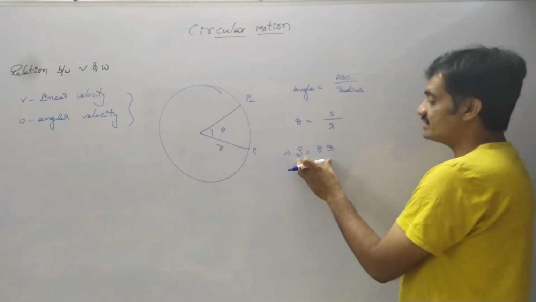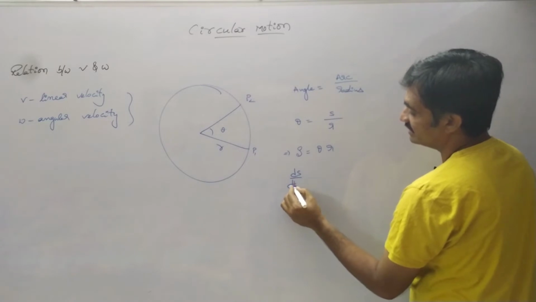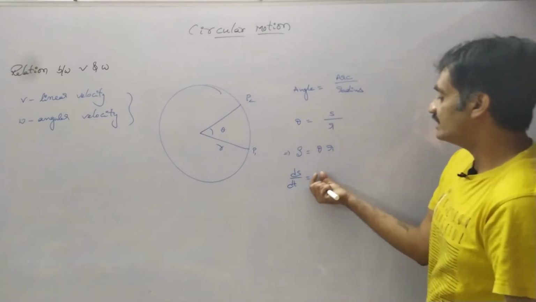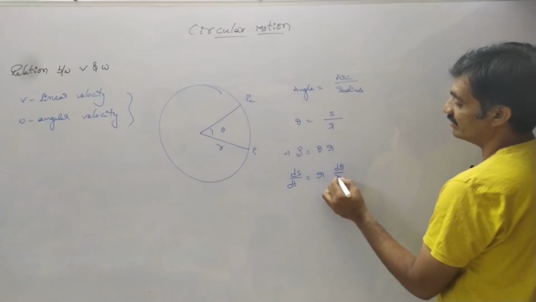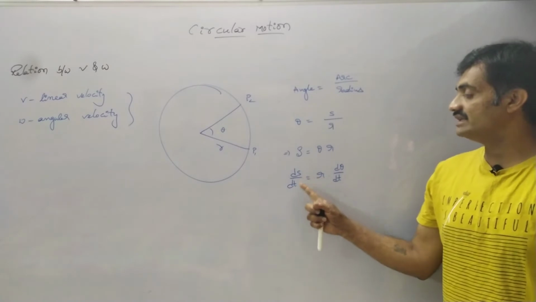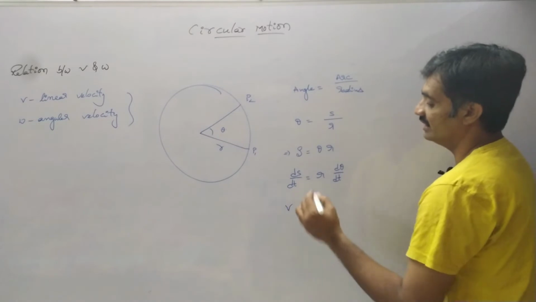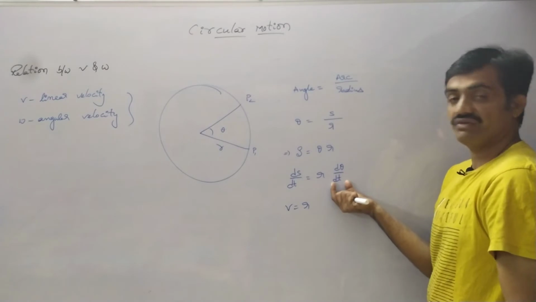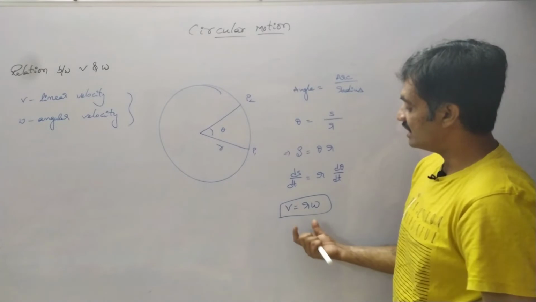Let us differentiate this equation with respect to time. So ds by dt is equal to r into d theta by dt, since the radius is constant and we take it outside. Here the rate of change of linear displacement is nothing but the linear velocity, represented by v, where r is constant. The rate of change of angular displacement is nothing but the angular velocity. So v equals r omega.